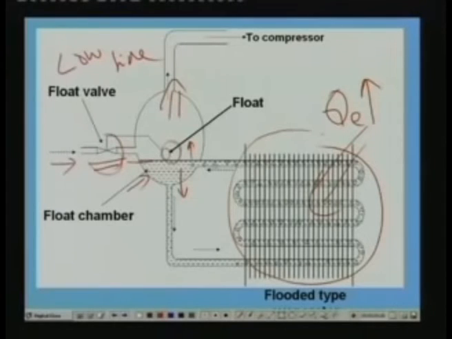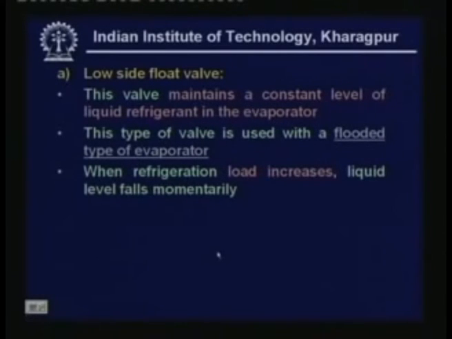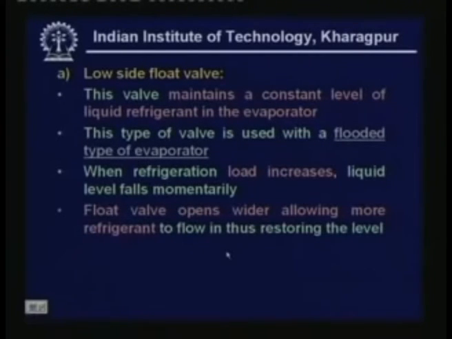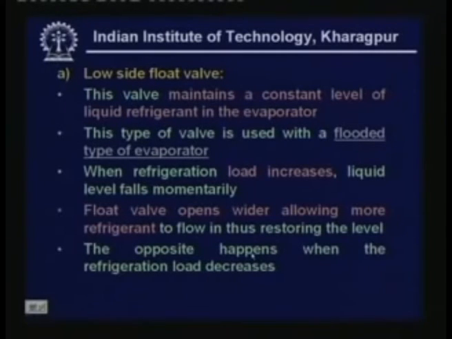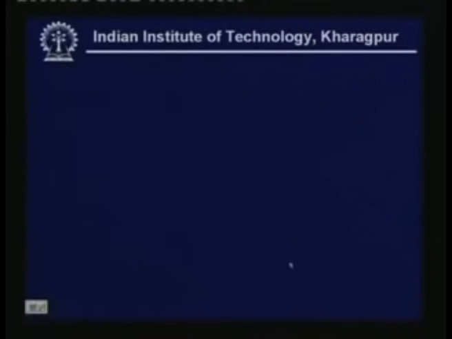And the reverse happens when the load falls and the level rises. When the load falls and the level rises momentarily, then this float will move up, and once the float moves up, this valve will be closed. Once this valve is closed, not fully, but the opening becomes narrower, less refrigerant enters into the float chamber, again the level is restored. So this is what I have explained. When refrigerant load increases, liquid level falls momentarily. Float valve opens wider, allowing more refrigerant to flow, thus restoring the level. The opposite happens when the refrigerant load decreases.